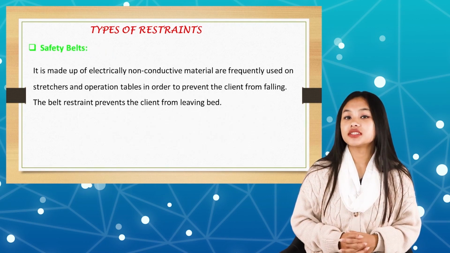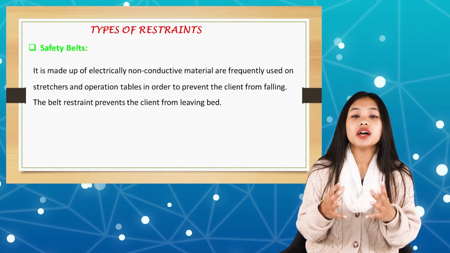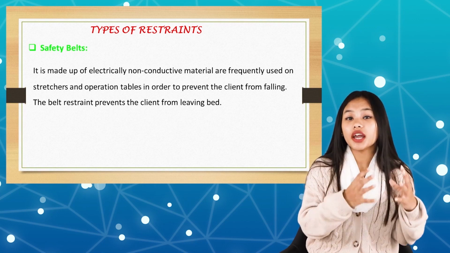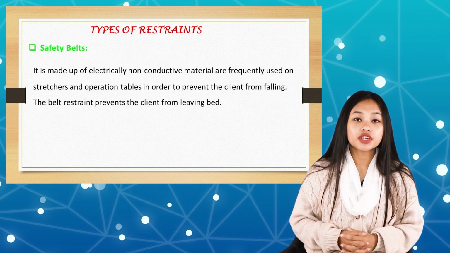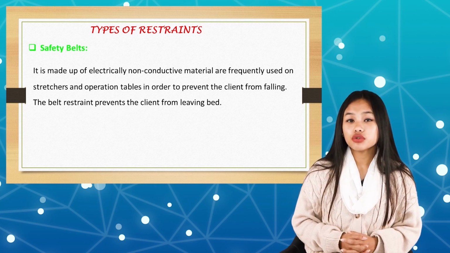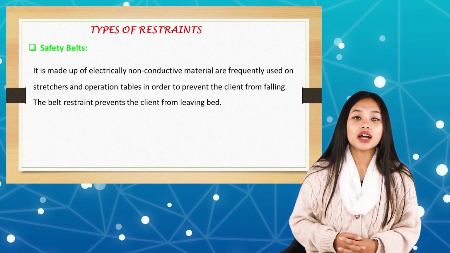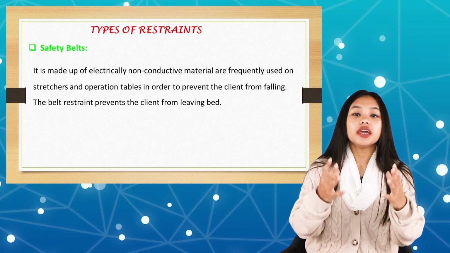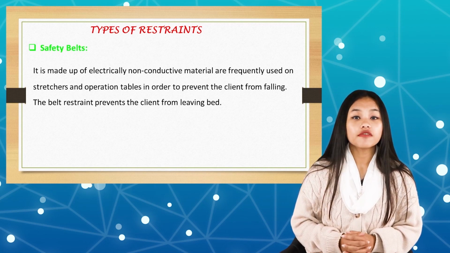And the next one is the safety belt. So these safety belts are made up of electrically non-conductive material, which is frequently used on stretchers as well as on the operation tables in order to prevent the client from falling.